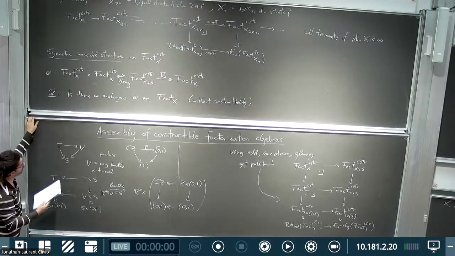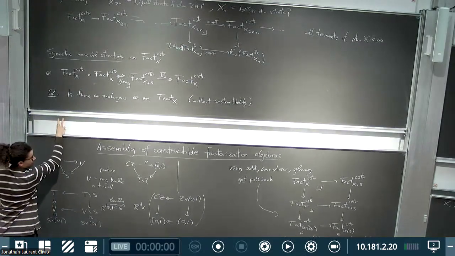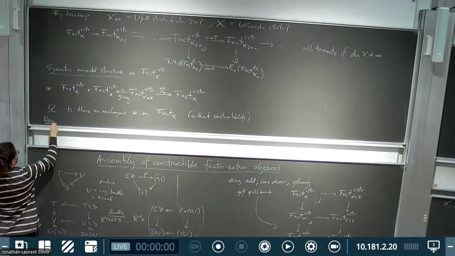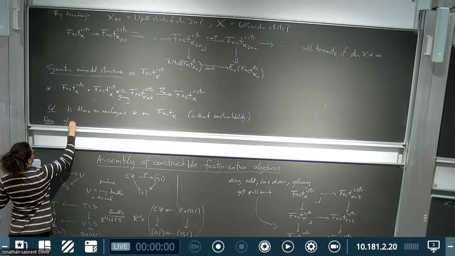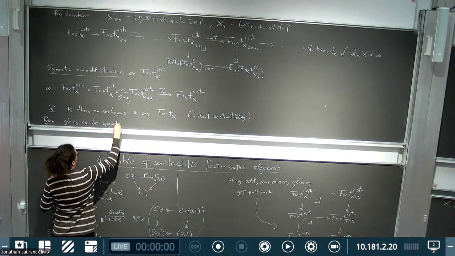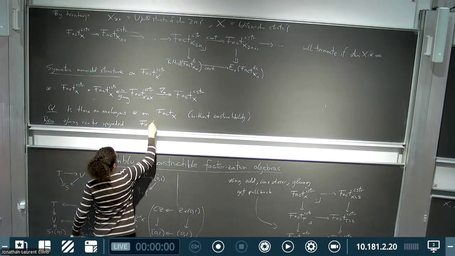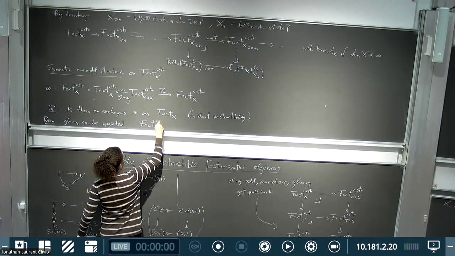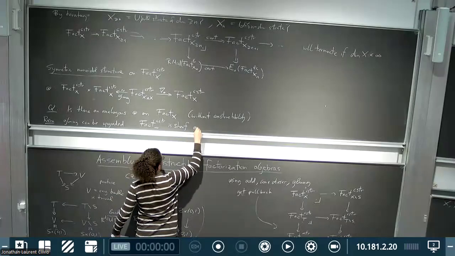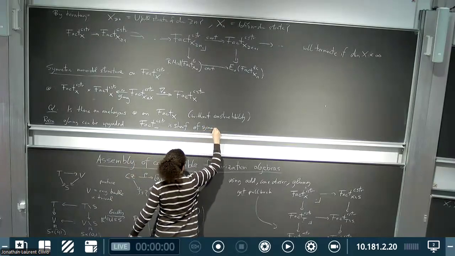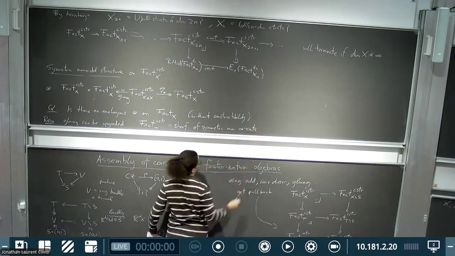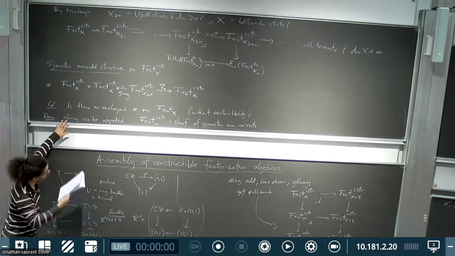And one more remark about this is that all these statements that I wrote on the board before, like for example, the gluing, can be upgraded to say that this functor here is a sheaf, not just of categories, but of symmetric monoidal categories. With this symmetric monoidal structure.